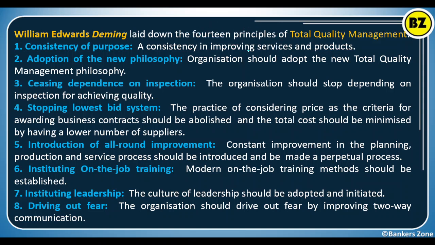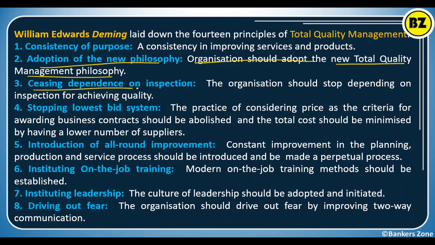What are the principles? Just go through them one by one. Consistency of the purpose. What do you mean by consistency of the purpose? What is your purpose? Total quality management, better customer service, high quality product you have to give, right? High-end products. So obviously you have to consistently improve your services and products. Next, adoption of the new philosophy. The organization should adopt the new total quality management philosophy.